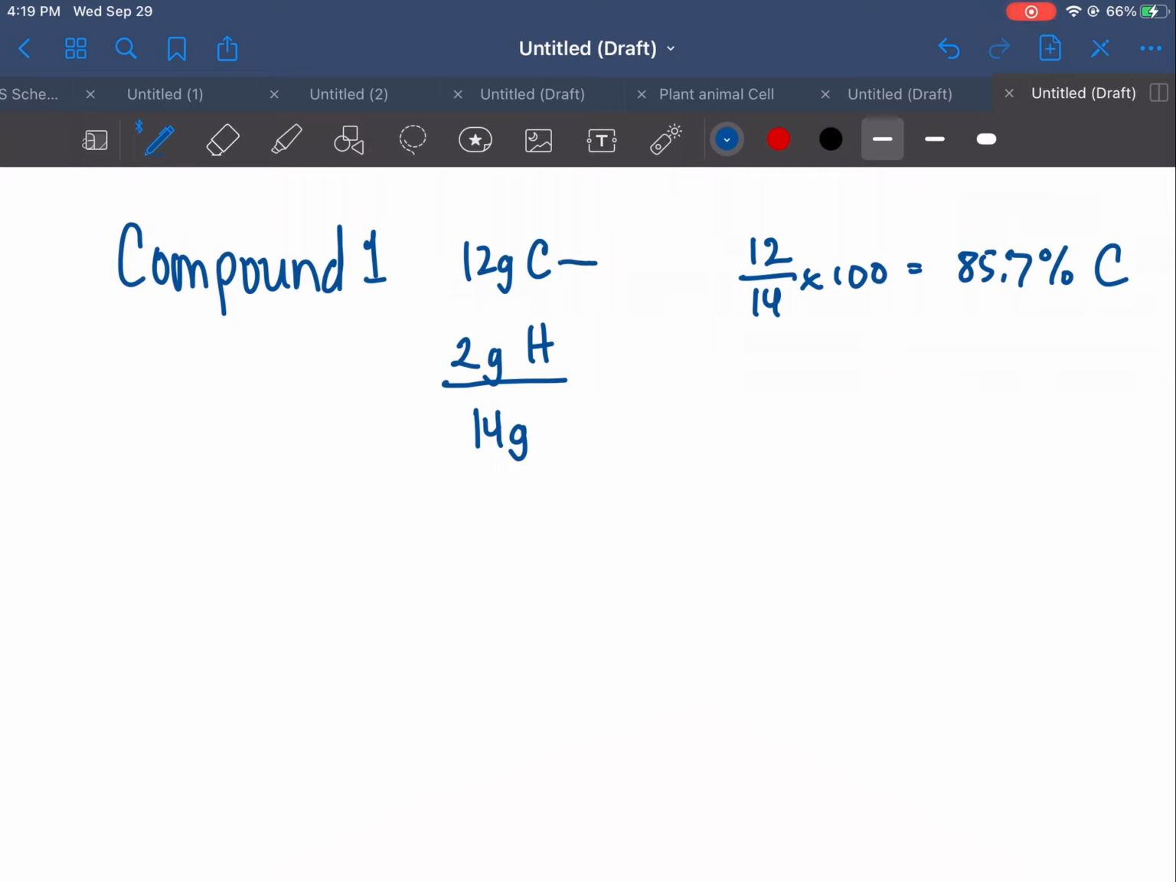All right, so based on these calculations, I look for the molar mass or the total mass of the two substances. Based on my calculations, I found that in compound 1, 85.7% of it is carbon and 14.3% of it is hydrogen. All right. So let's try compound 2. If compound 2 gives us the same percentages, that means we're done. That means we have proven that they're the same substance. Okay. So let's try compound 2.